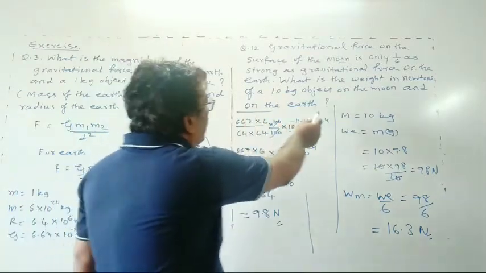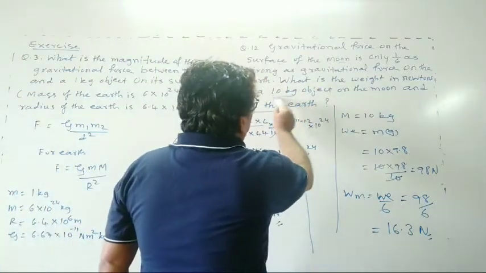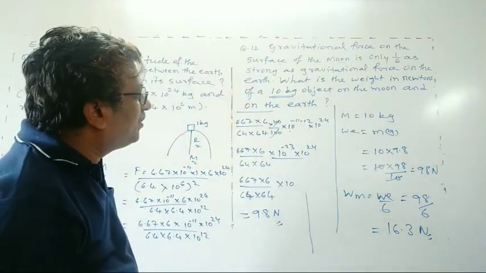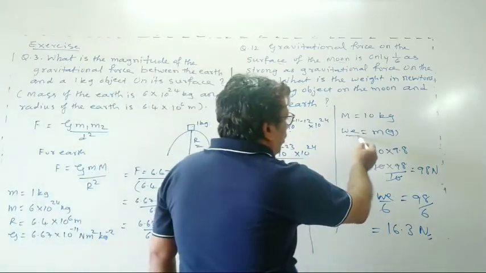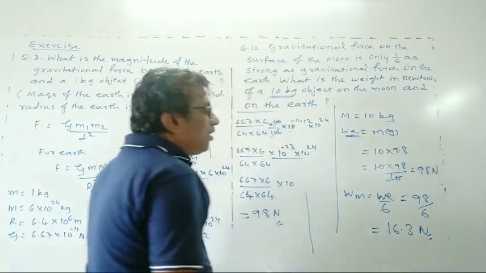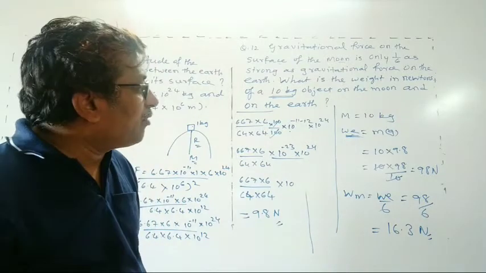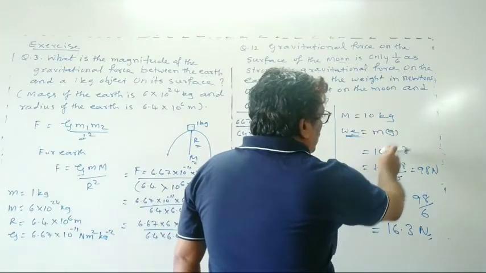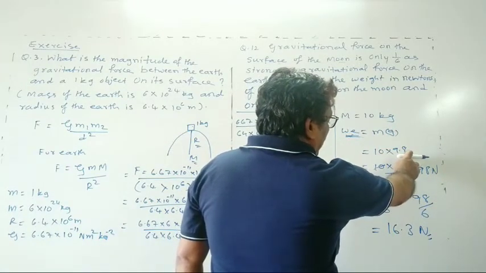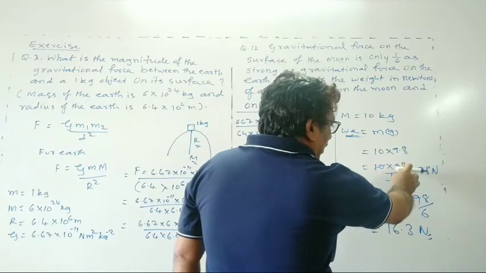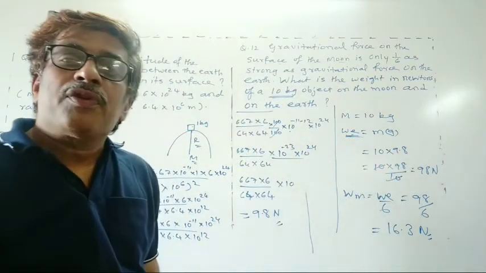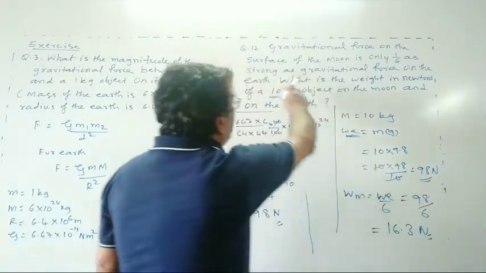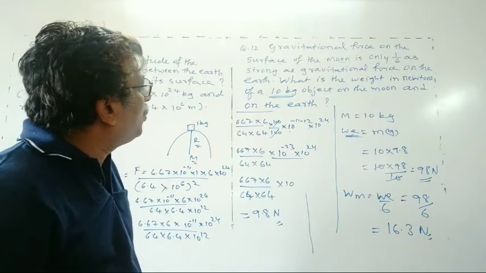So the formula you have to learn: mass of the object is given, and Newton you have to find. So Newton means here the weight of the object on the earth. So mg, what you have to write? The formula you have to use is mg, with g the gravitational acceleration. So 10 multiplied by 9.8, and you can round it to 98. So 98 Newton.